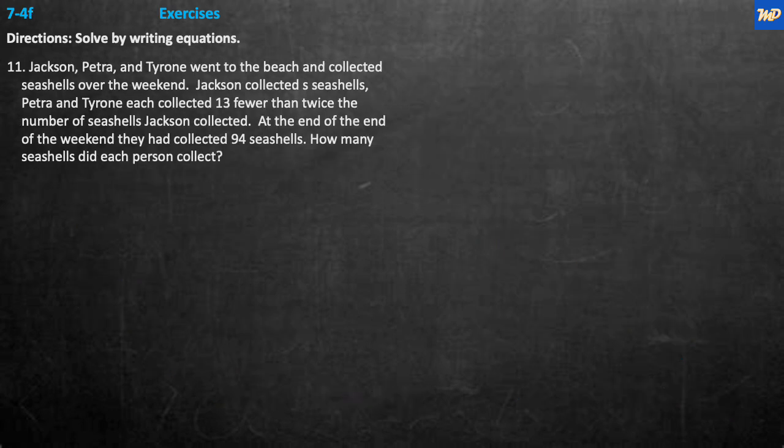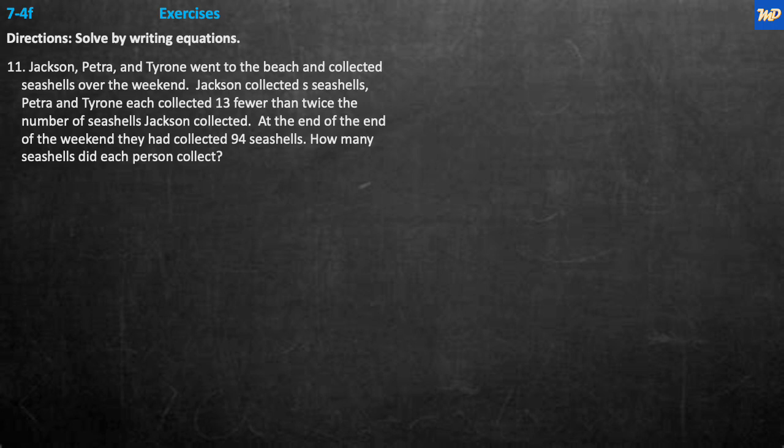Okay, here we are at our last problem, problem number 11, and it says, Jackson, Petra, and Tyrone went to the beach and collected seashells over the weekend. Jackson collected S seashells. Petra and Tyrone each collected 13 fewer than twice the number of shells Jackson collected. It's kind of like that earlier problem I had. At the end of the weekend, they had collected 94 shells. How many shells did each collect?